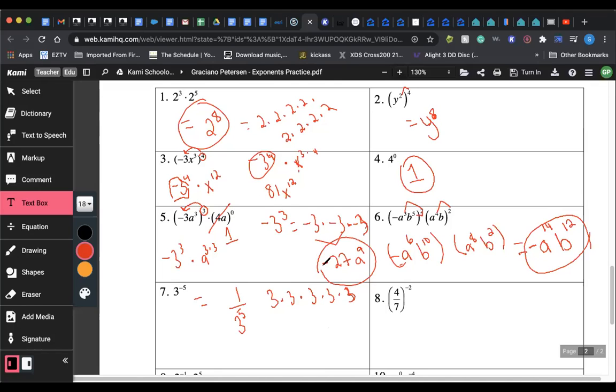3 3s are 9, 9 3s are 27. 27 times 3 is 81. 81 times 3 is 243. So 1, 2, 3, 4, 5. I got 6 3s, Mr. G. Let me see, what's the answer? Because I can't see where you just wrote it. So the answer is 1 over 243.